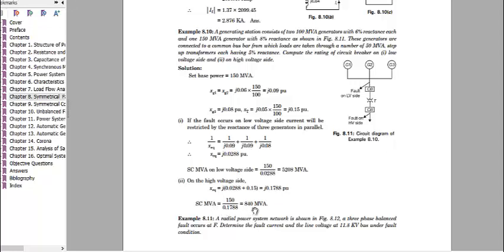So you will see that at different points we have different fault MVAs and different circuit breaker ratings. Here the circuit breaker used should have a rating of 840 MVA. Here the circuit breaker used has to have a rating of 5208 MVA. So we need to keep these things in mind. I hope you understood this.